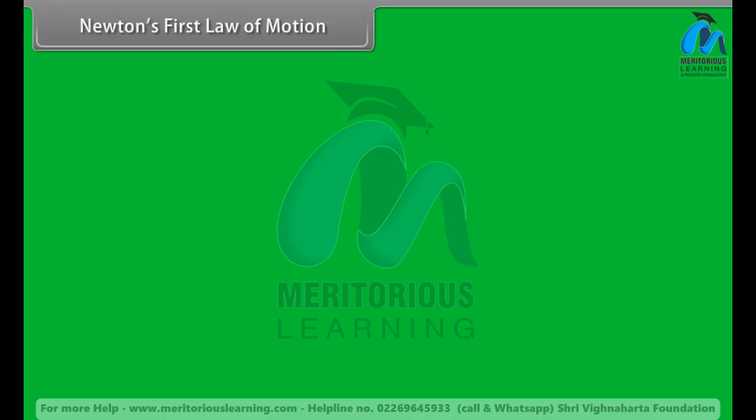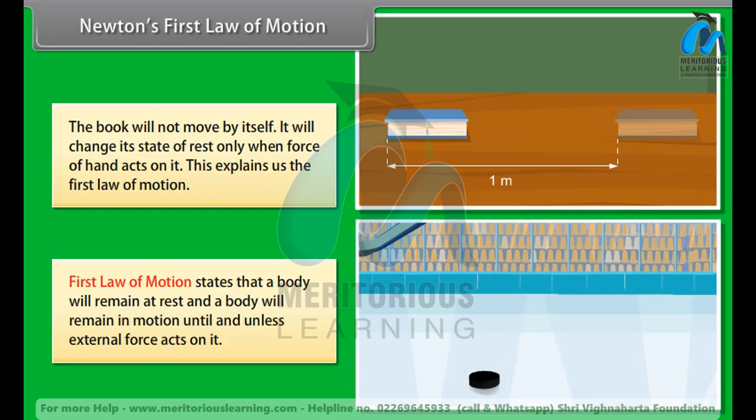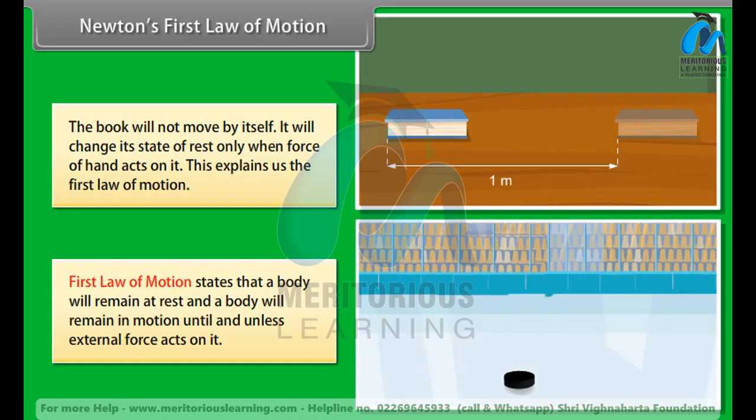Newton's first law of motion. The book will not move by itself. It will change its state of rest only when force of hand acts on it. This explains to us the first law of motion. The first law of motion states that a body will remain at rest and a body will remain in motion until and unless an external force acts on it.